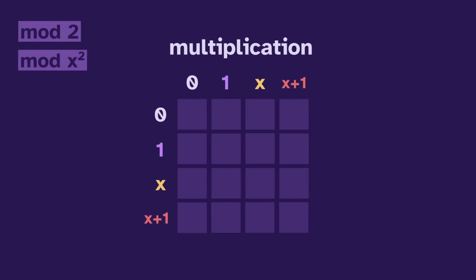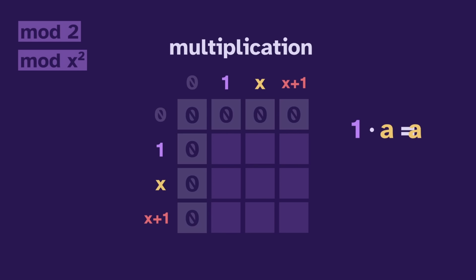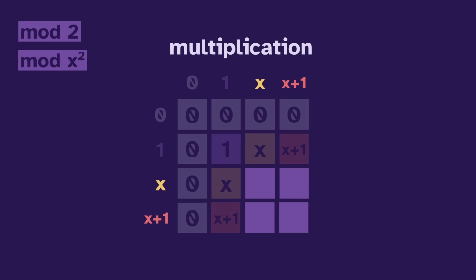But what about multiplication? That also needs a table. 0 times any a is 0, so we can fill all of these in. And then 1 times any a is a, so we can also fill in these. There's only 4 nontrivial cells.